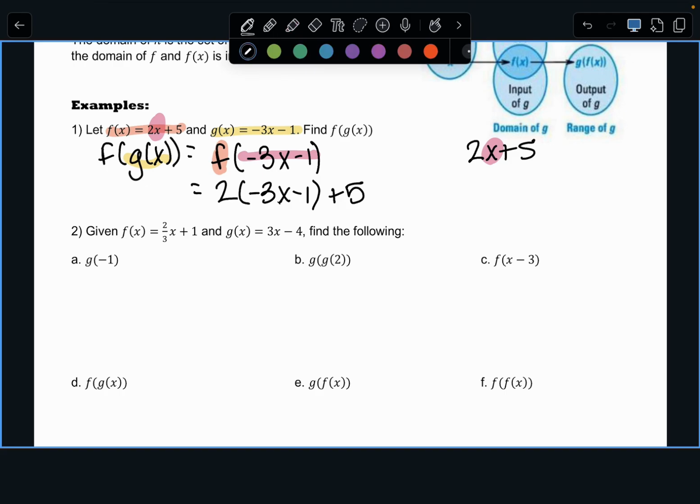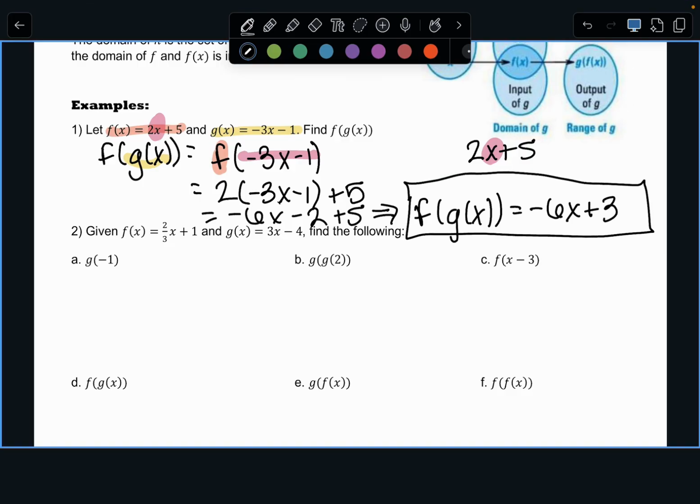Let's distribute the 2. I would get negative 6x minus 2 plus 5. So my final answer here is f of g of x is equal to this function, but reduced. So negative 6x plus 3. Just simplifying that function and rewriting the actual name of it on the left-hand side.